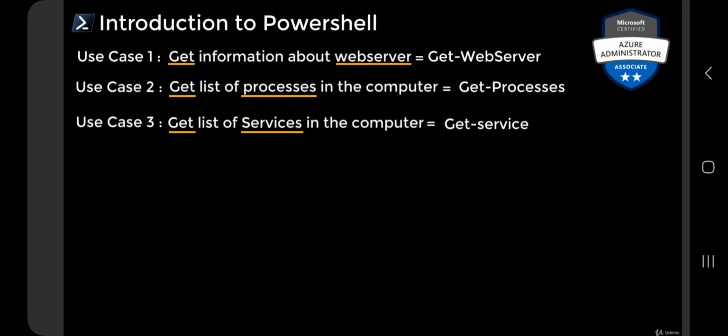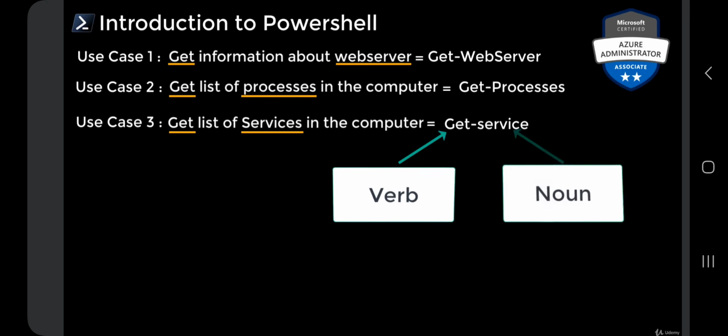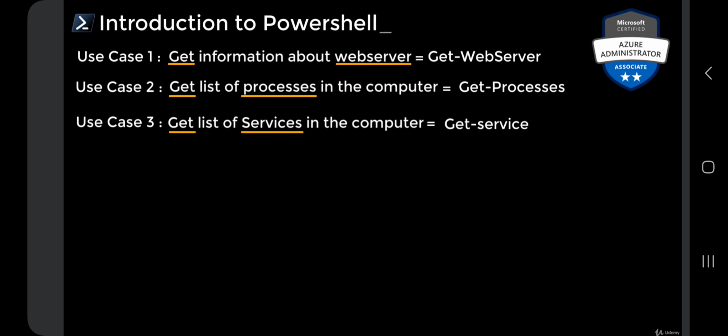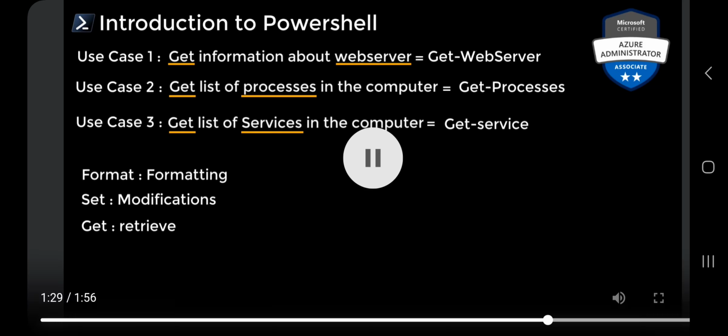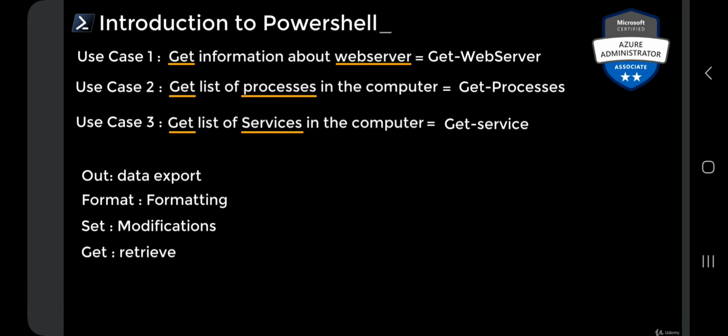So if it was an English class, then I would just say that each commandlet name consists of a standard verb hyphenated with a specific noun. Now, get is not the only verb that can be used. There are several actions that can be taken on nouns. For example, get for retrieving information, set for modifications, format for formatting data, out for sending output to a file. This list can really become exhaustive.